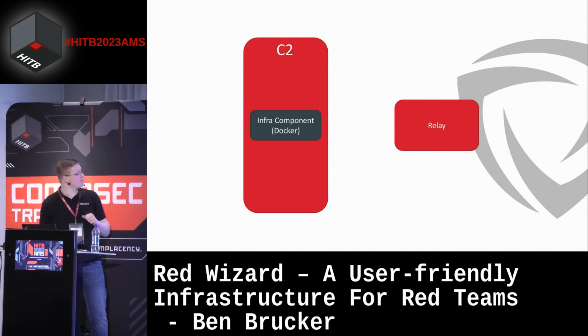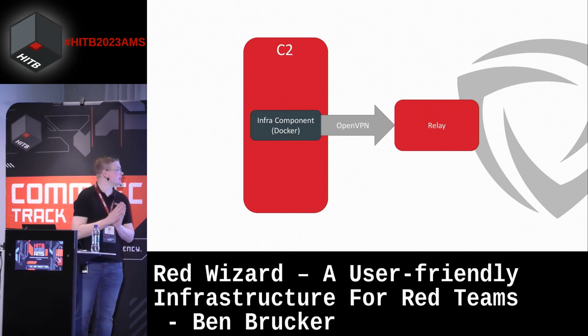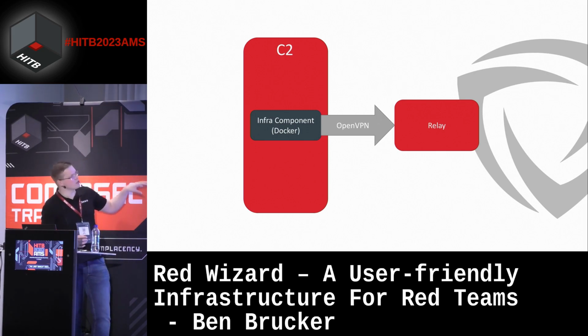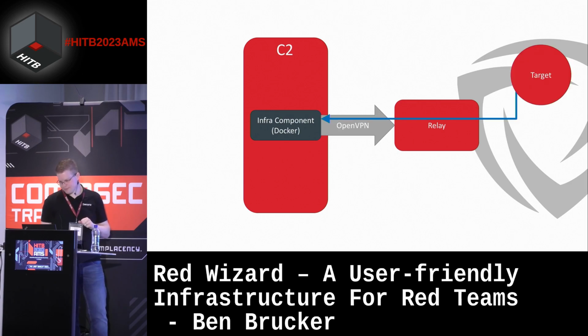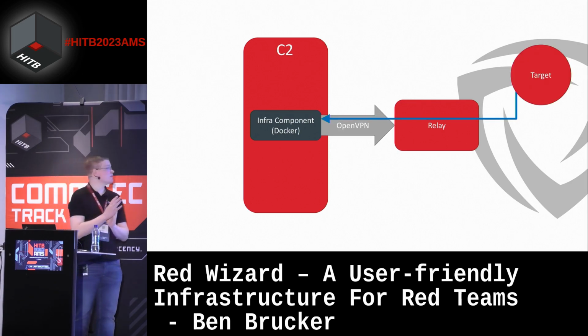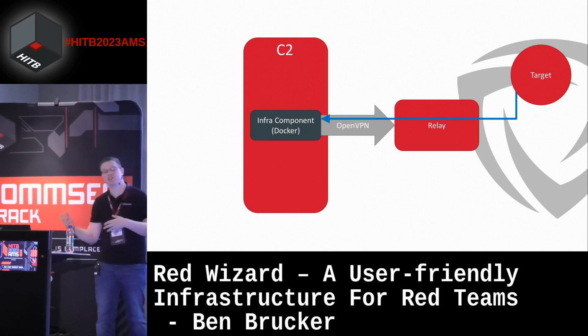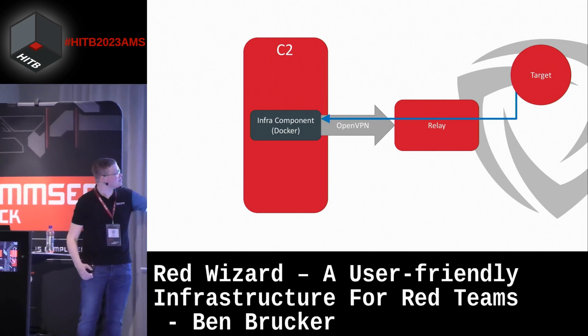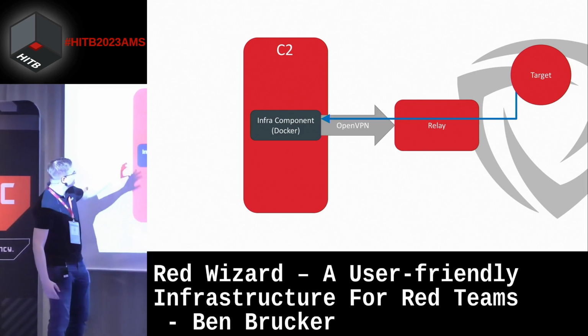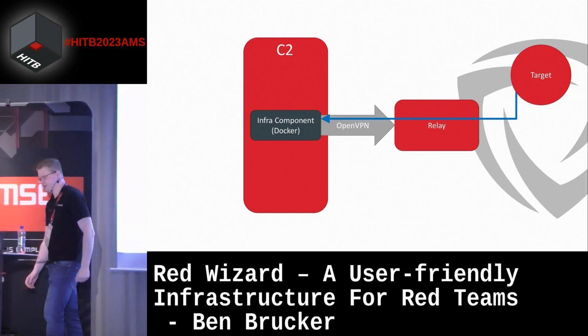Then you have your relay, and Red Wizard makes sure that it will deploy it in such a way that there's an OpenVPN tunnel from the Docker to the relay. And it's configured in such a way that the target, who, for example, receives a phishing link, will be relayed through the relay, through the OpenVPN tunnel to your infrastructure component.